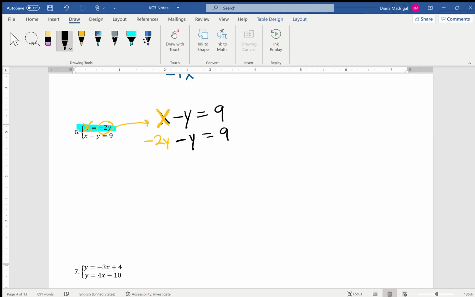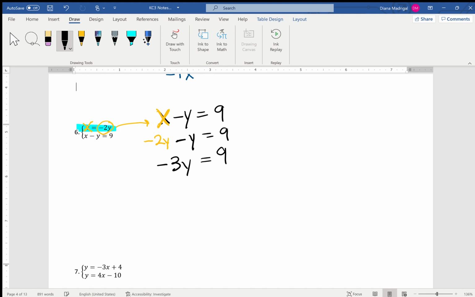Combine like terms. Can I combine like terms? Yes. I have negative 2y and y on the left side. Both of them are on the left side. That means I can add them or subtract them together. Negative 2y minus y just gives me negative 3y. 9 stays the same. I didn't do anything with it. Step 5, you need to solve for the equation.